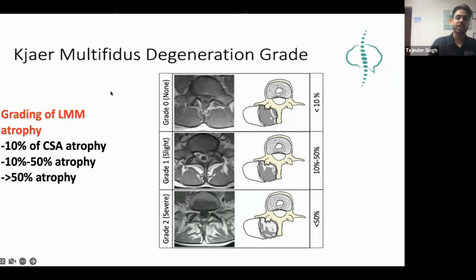Kaiser also gave this degeneration grade, done on muscle ultrasound, where they found that less than 10% muscle atrophy is considered normal. If it's 10 to 50%, it is considered grade 1. And if it's greater than 50%, it's grade 2.